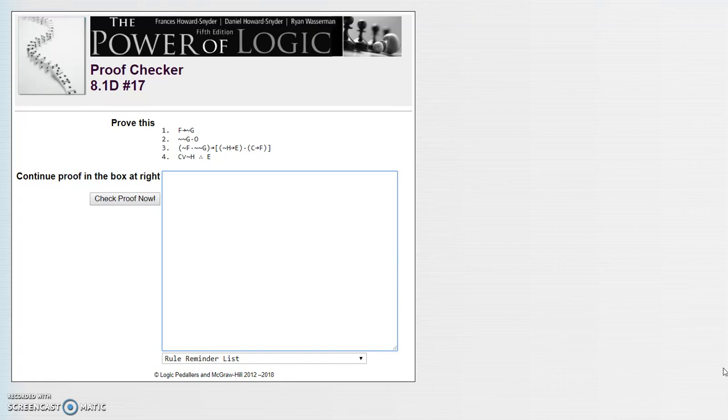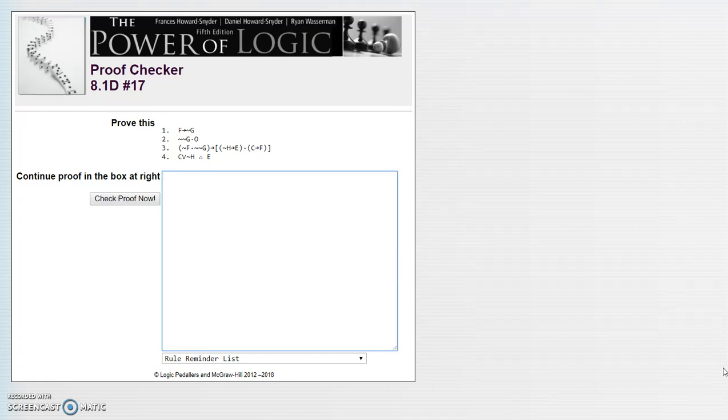3 is something of a mouthful, but we can put it like this. You've got a conditional, that's the whole thing, and the antecedent of that conditional is a conjunction, not F and not G. Then the consequent is another conjunction, and inside that conjunction are two conditionals. One of them is if not H, then E, and the other one is if C, then F. Then line 4 is C or not H, and then of course the conclusion is E.